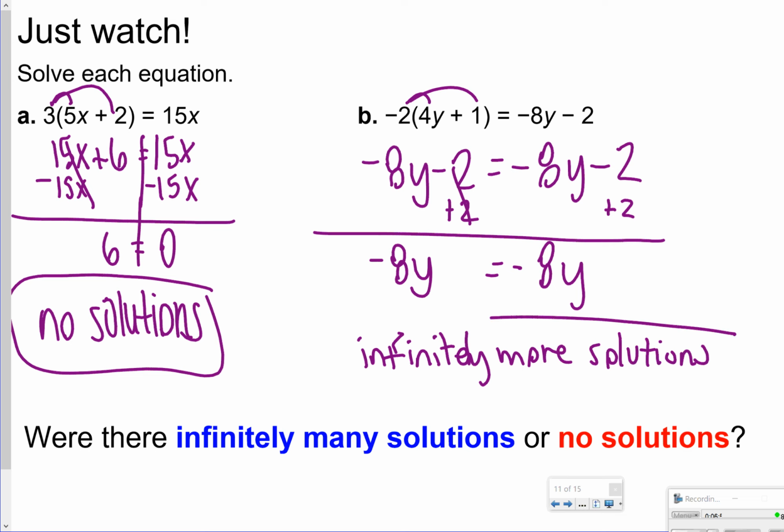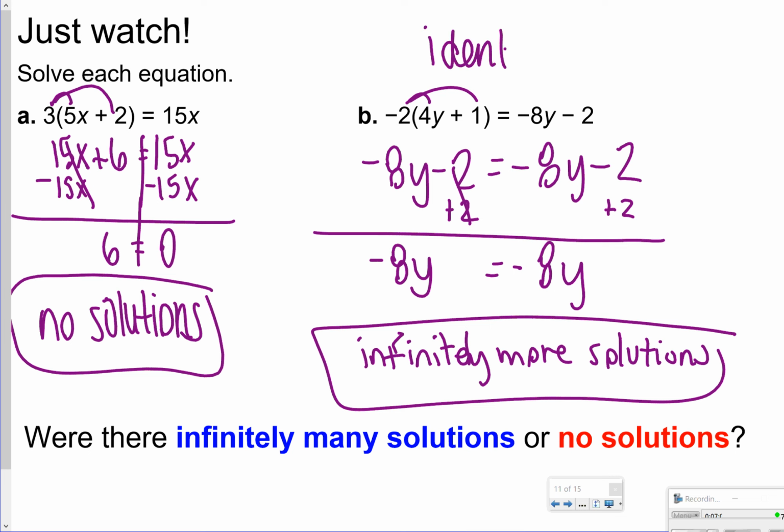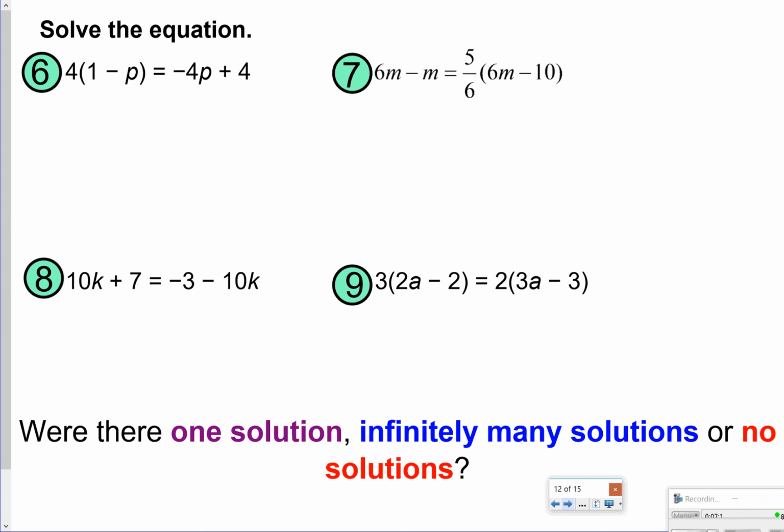Okay, so anytime both sides of an equation are equal to one another, remember this is an identity, and that's going to be infinitely many solutions. When it's not equal, there are no solutions. When it's just like this, x is equal to 0, that just means one solution, okay, which is what we were doing before. Here are a few more that you're going to try.